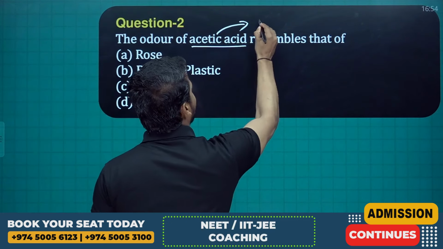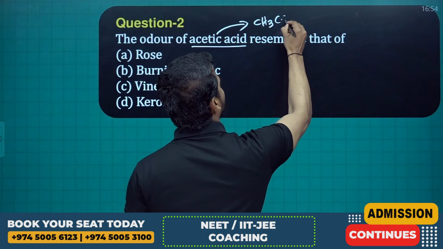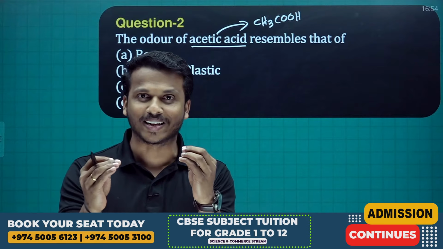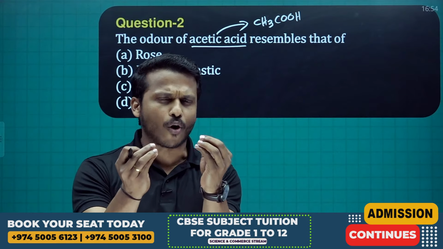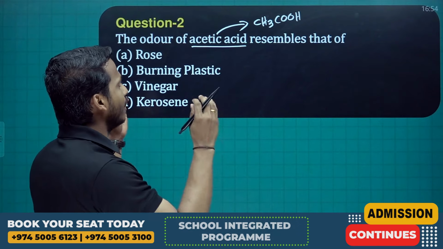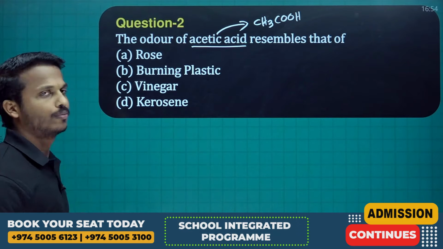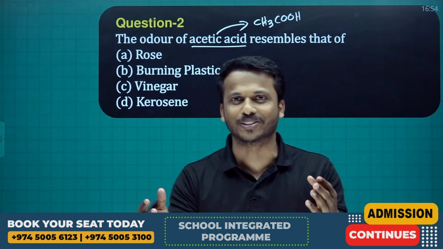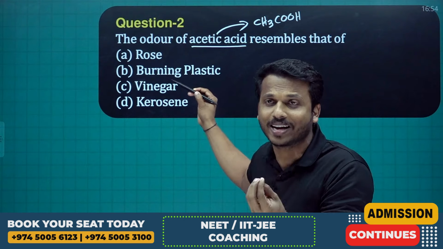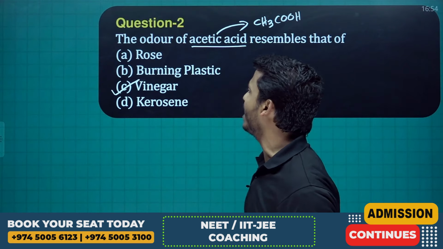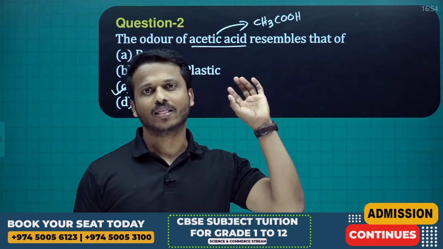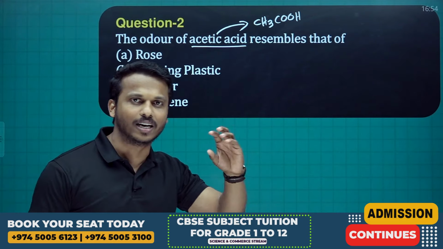Next question, the odour of acetic acid. What is acetic acid, my dear student? That is CH3COOH. Acetic acid is also called ethanoic acid, right? You know the dilute form is called vinegar, right? So the odour of acetic acid resembles that of. It's a simple, direct question. The odour of acetic acid is like vinegar smell, right? So C is the answer. Vinegar is 5 to 8% acetic acid, right?